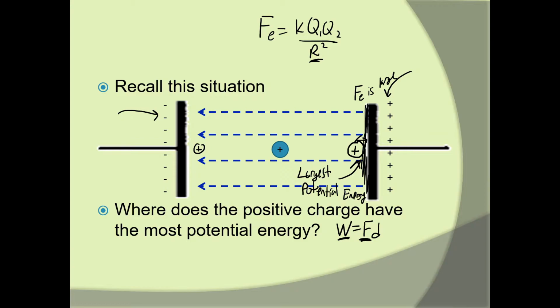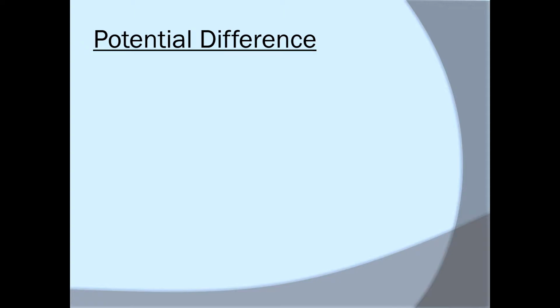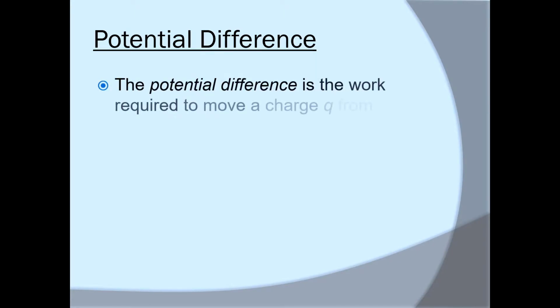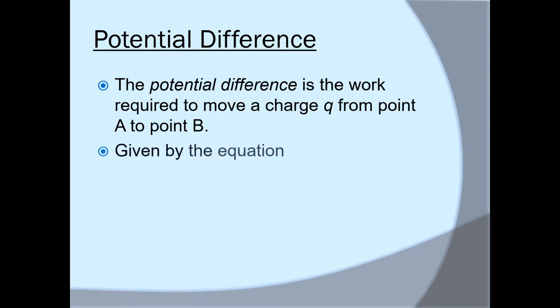Now, in the previous video, we talked about something called potential difference. Potential difference is the amount of work needed to move a charge from one point to another. And we gave the equation in the previous video. It's not quite the same as this, but it was very similar, where the potential difference is the work done to move a charge from point A to point B.